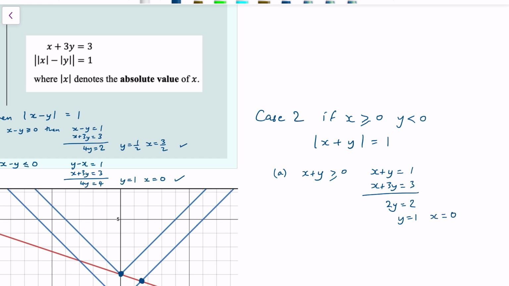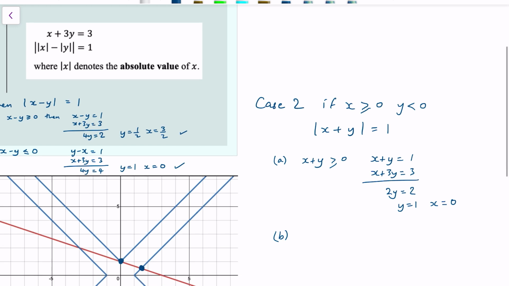X is 0. Now that's a solution that we've already got, so we don't need that again, although it does technically fail the original condition of y being negative. We've come out with a y that's positive, so it doesn't meet the criteria for this one, but we already had that as a solution.